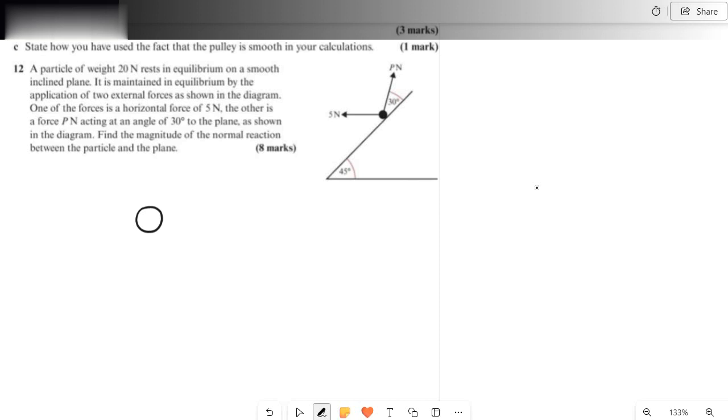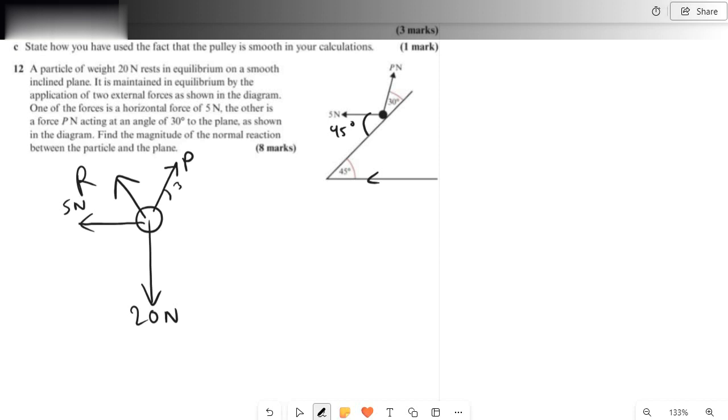So if we draw the particle again, we have normal reaction force that is acting perpendicular to the plane. Vertically downwards, we have mg, which is 20 newtons in this case. And we also have 5 newtons acting here. And this angle should be 45 degrees because these two are parallel lines. So these are alternate angles, which should be 45. And here we also have P newtons acting, which is at an angle of 30 degrees to the plane. And this is 45 degrees.